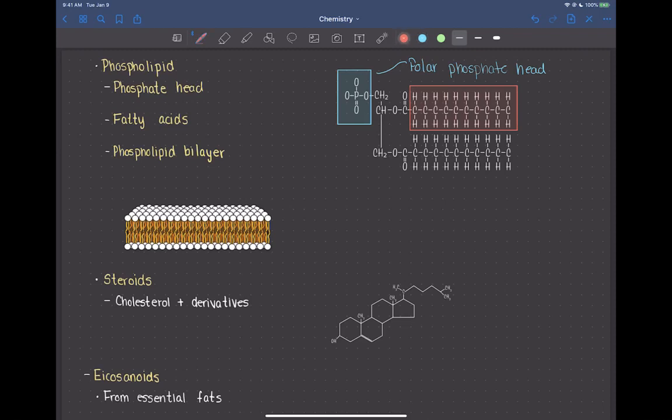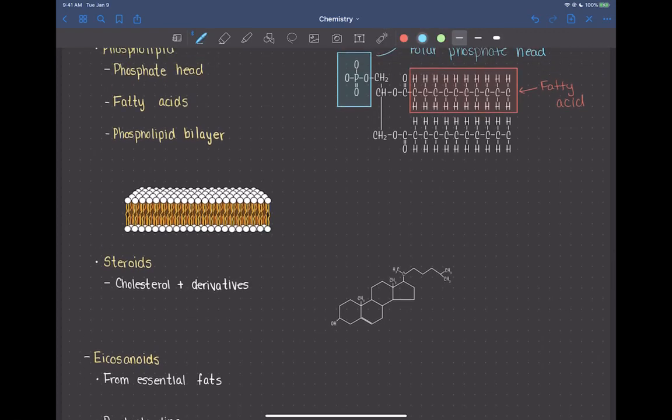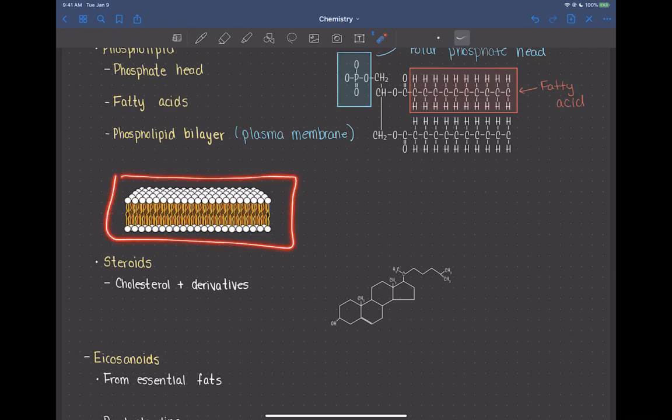And this is another fatty acid. So it has the polar head and the fatty acids, and that is really important for its function, because its function is to form that phospholipid bilayer. This is just another name for the plasma membrane around cells, that cell membrane. And this is what a phospholipid bilayer looks like. It's a layer of phospholipids, and it's actually two layers, so bi means two.